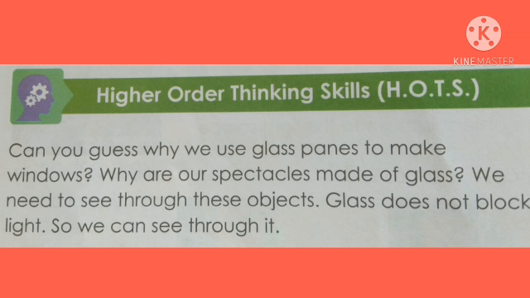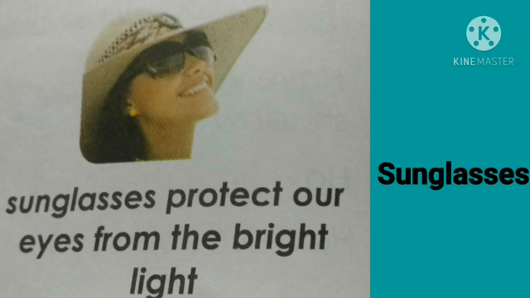Can you guess why we use glass panes to make windows? Why are our spectacles made of glass? Yes, because we need to see through these objects. Glass does not block the light, so we can see through it properly. We use sunglasses when we go out in the sun because sunglasses let only some light pass through them, and thus we are protected from the bright sunlight.